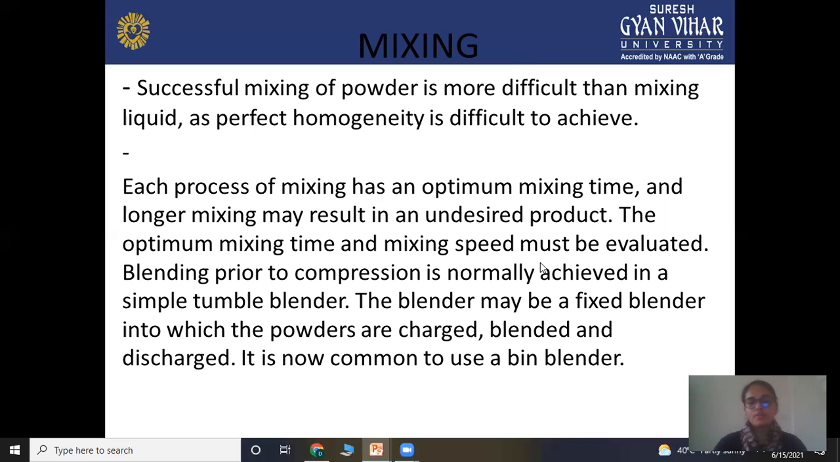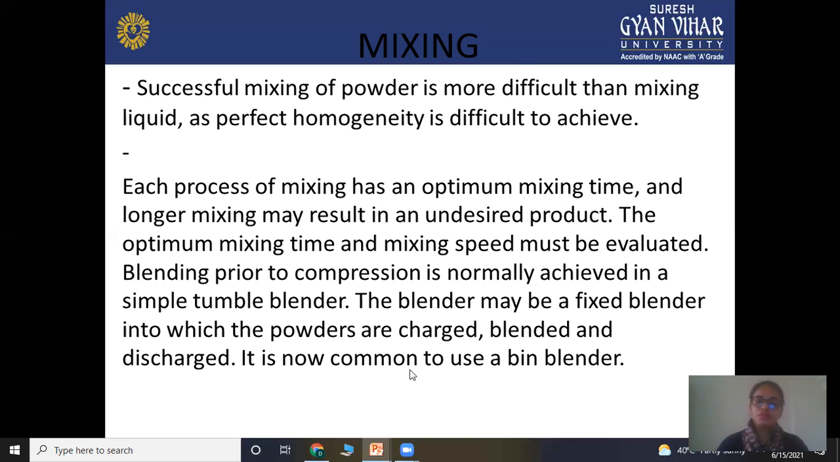Next, optimum mixing time and mixing speed must be evaluated. In this, you also set the speed, how fast it rotates, and how much time is required for this mixing. Next, blending prior to compression is normally achieved in a simple tumble blender. It is a type of blender where mixing takes place, and a simple tumble blender is mainly used for this mixing. Next is the blender, maybe a fixed blender into which the powders are charged, blended and discharged.